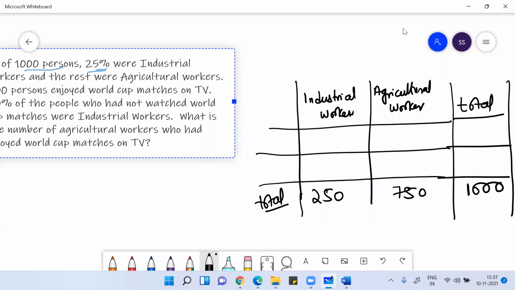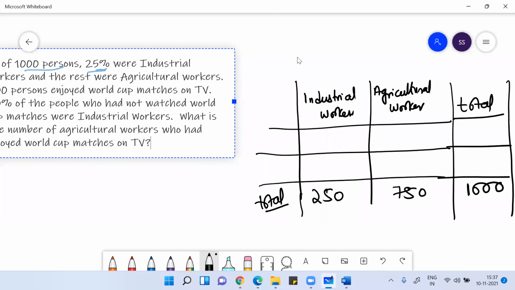Anyone, any doubt? This part clear, right, everyone? So total are 1,000. 25% of them are industrial workers, so if I find 25% of that, I'll get 250, which are industrial workers. The remaining are agricultural workers, meaning 75%. So 75% of 1,000 would be 750. So 750 are agricultural workers.